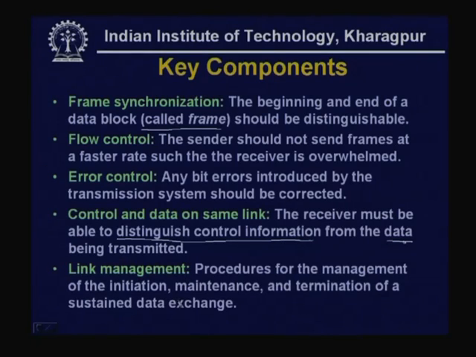Then comes the link management. This is necessary for the procedures for management of initiation, maintenance and termination of a sustained data exchange. That means, say two machines are connected, and you have to first set up the connection, then you have to maintain the connection throughout the period of data communication, and when the data transfer is over, it has to be terminated. All these things are part of link management. So, these are the key components of data link control. We shall discuss how actually they work.